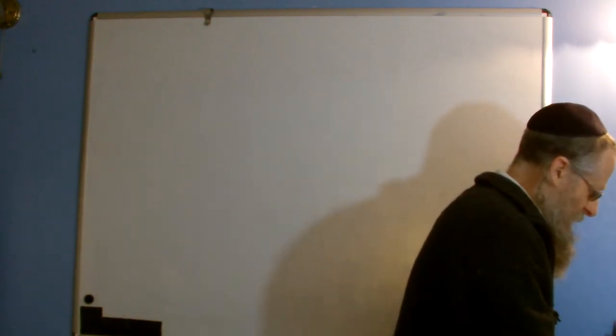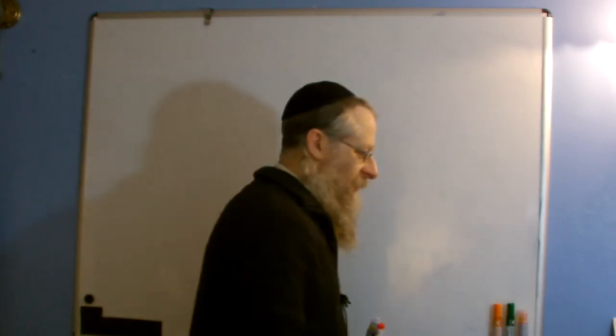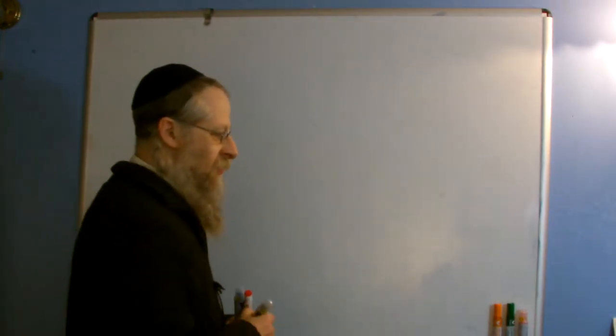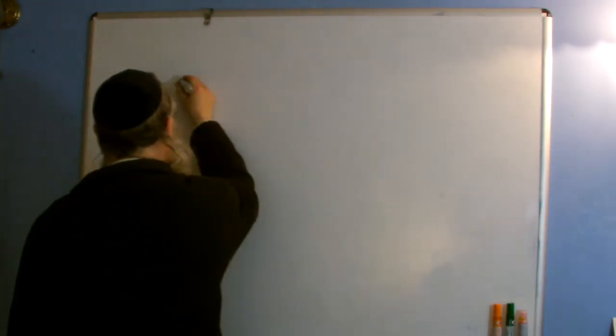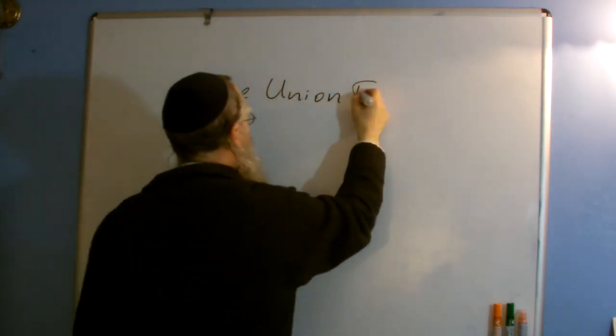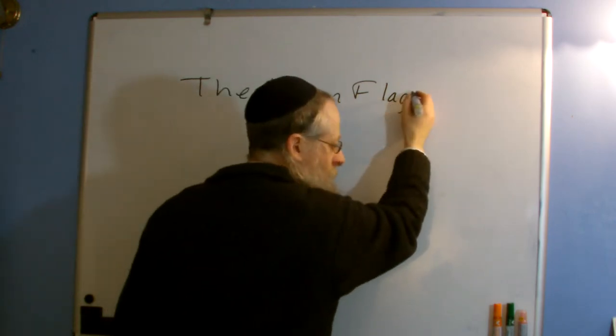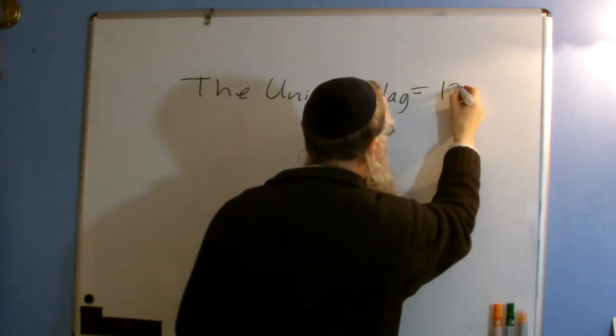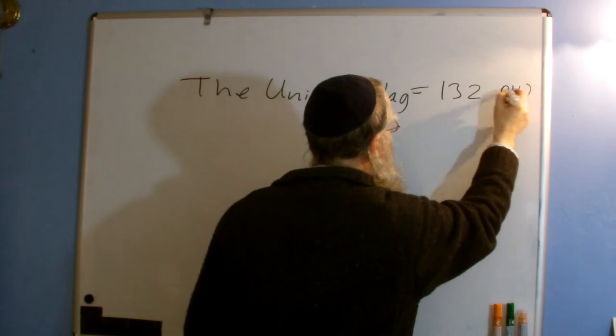So, the Union Flag, it's called not just the Union Jack, it's also called the Union Flag. So we've got a placement value here, the Union Flag is 132, that's the placement value.